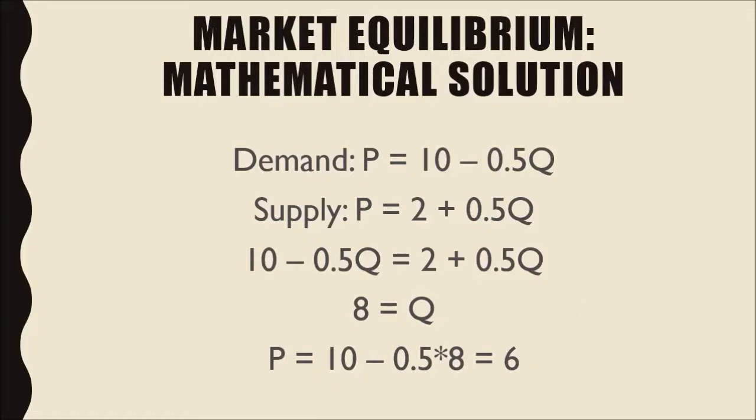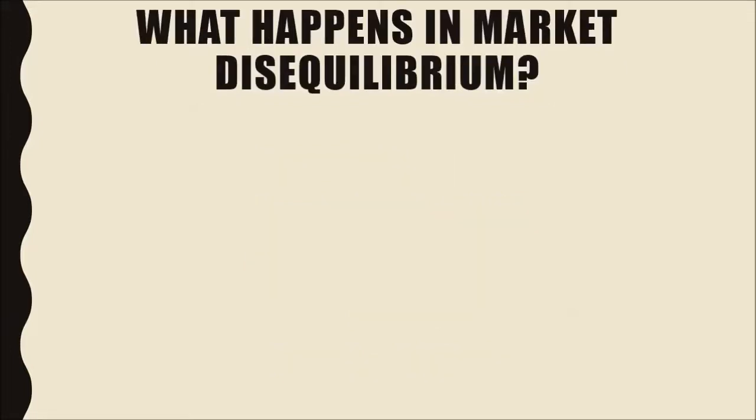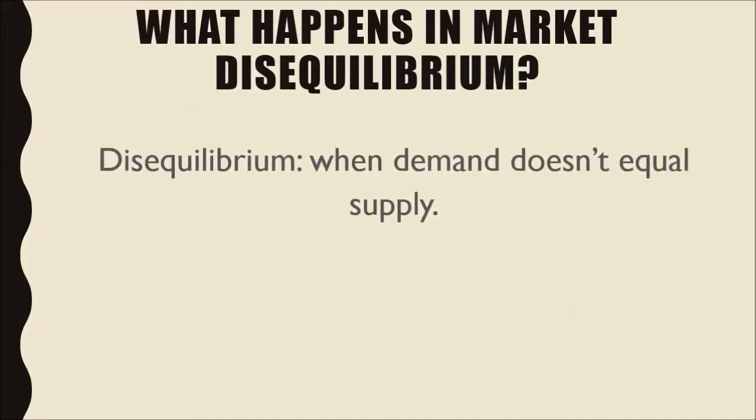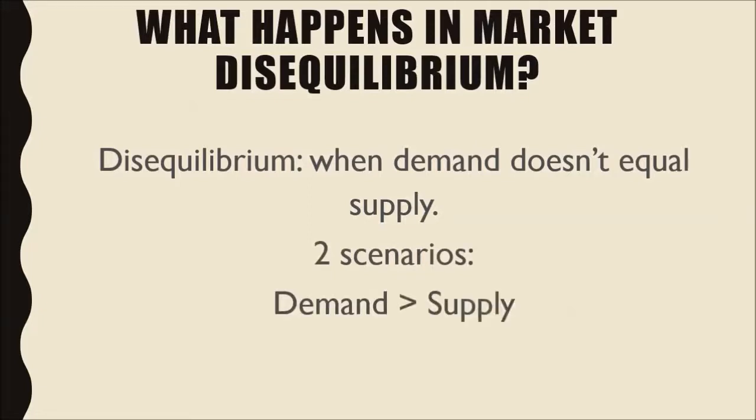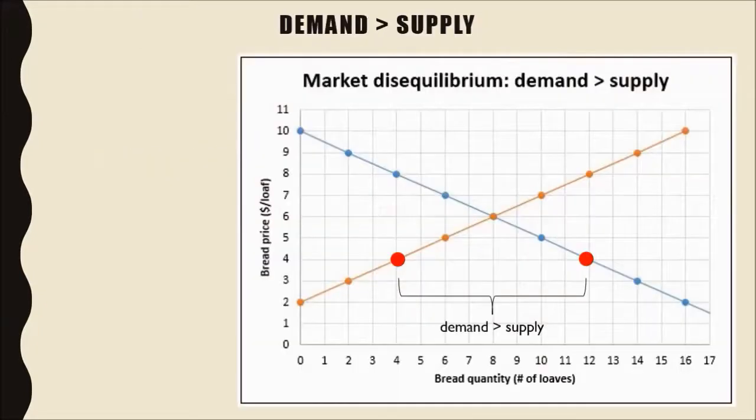Now that you learned the basics of market equilibrium, the next thing you want to know is what happens in market disequilibrium. First of all, what is disequilibrium? Disequilibrium is the exact opposite of market equilibrium. It refers to the situation when demand doesn't equal supply. Basically, a disequilibrium can be caused by two different scenarios: demand being higher than supply or supply being higher than demand. Let's examine these scenarios separately.